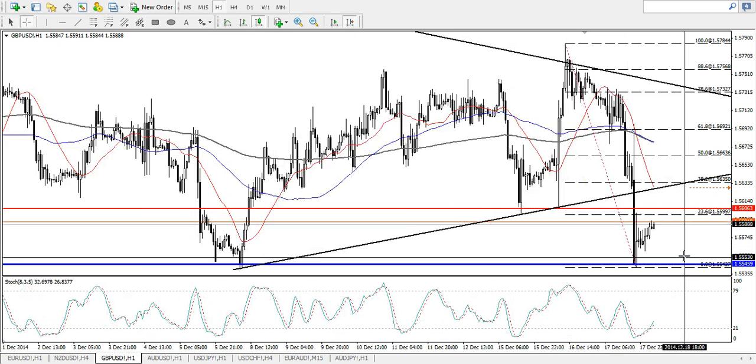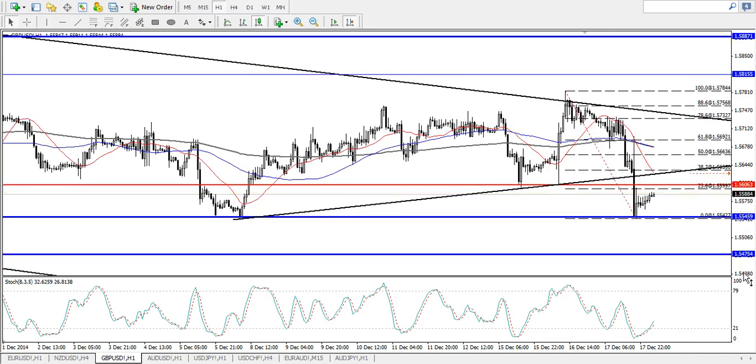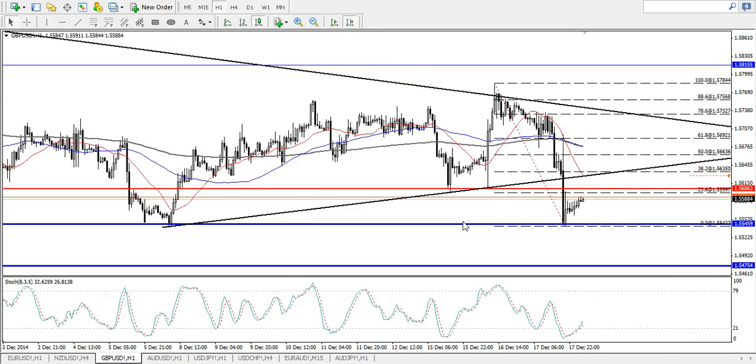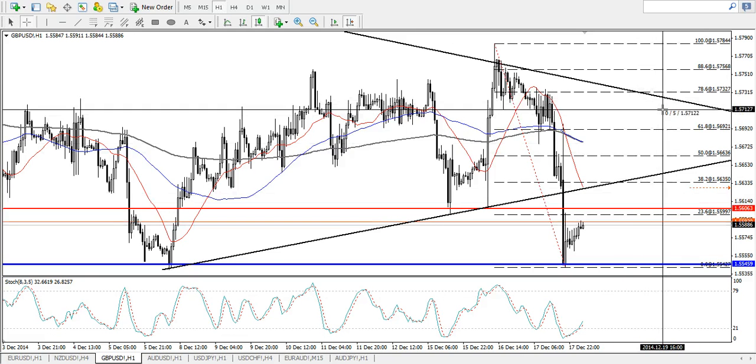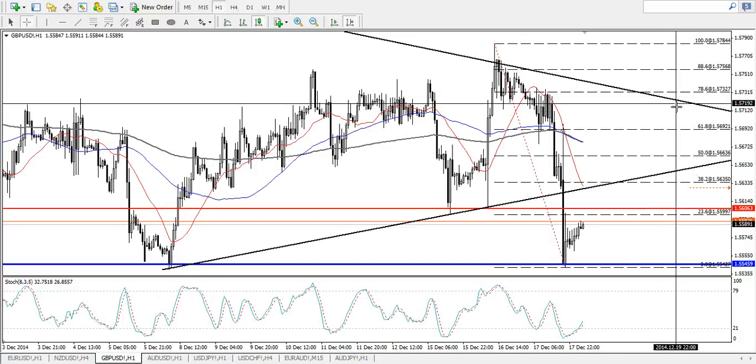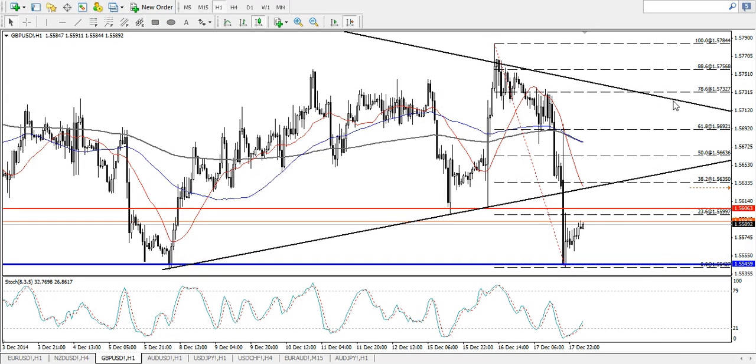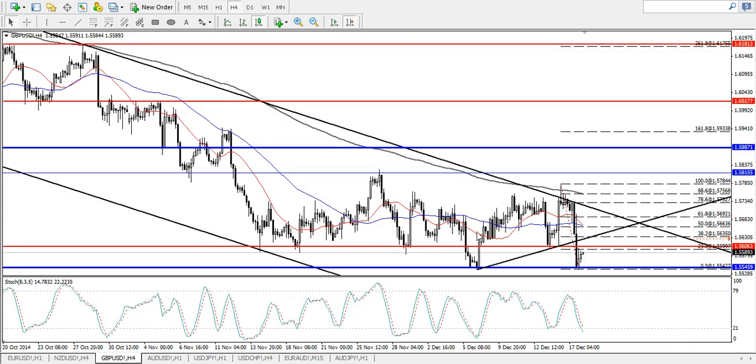So first level is back to the previous low, followed by 1.5475. Right, so that is pretty much for the pound against the US dollar. Of course, if it were to appreciate even further, then we'll be looking at the falling trend line over here, or rather the top of the overall falling trend channel, as we can see in the 4-hourly charts.